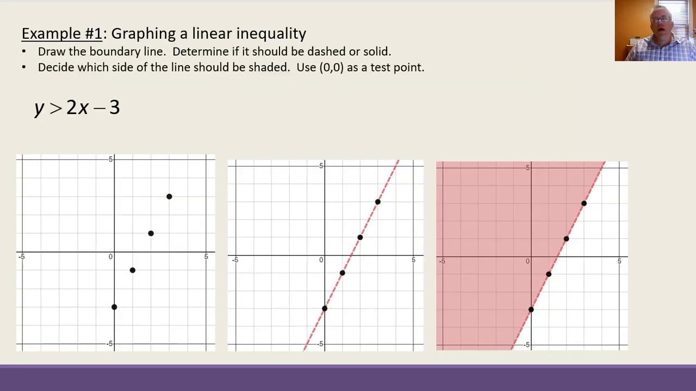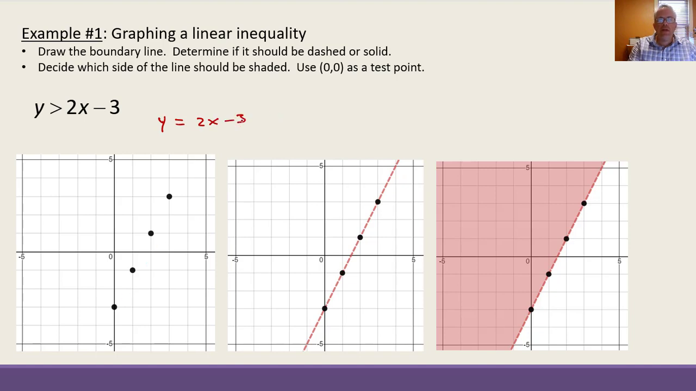When we want to graph a linear inequality, there are two basic steps. The first step is to graph the boundary line. The next step is to decide which side of the line is the side we want for the inequality. So for this one, y greater than 2x minus 3, the first step is to graph the equation y equals 2x minus 3.